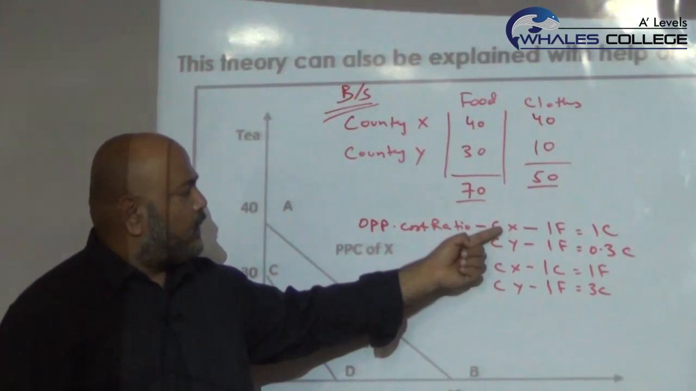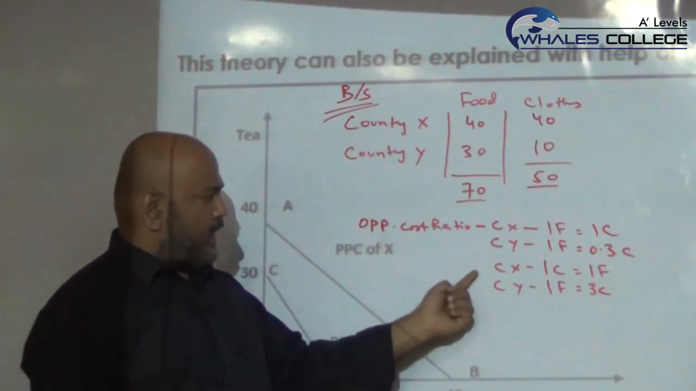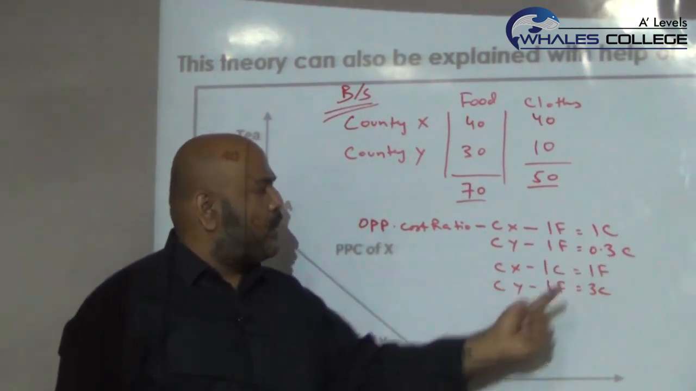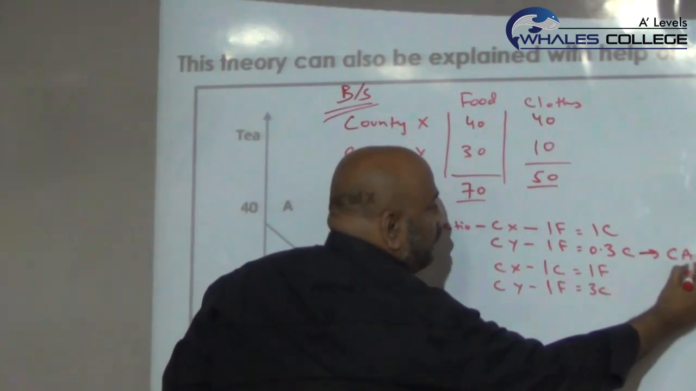Am I right? Country X, one food, one cloth. Country Y, one food, 0.3 cloth. It means comparative advantage.